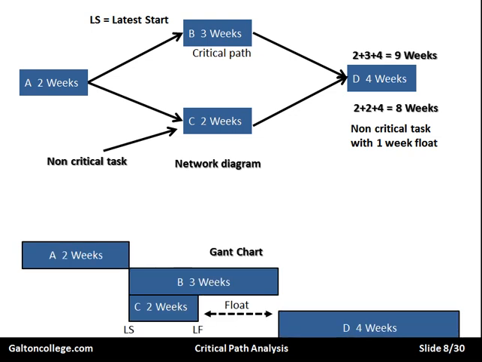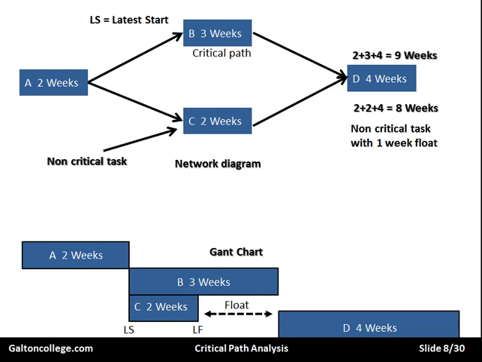We could use a Gantt chart to represent this. We could say, well, here's task A, 2 weeks, task B, 3 weeks, task C, 2 weeks, and we have a float here because B takes up 3 weeks. This is our critical path, A, B, D, and you can see if we've gone A, C, D, we have this float. We have a week of slack in which this one can be completed. So we could do it using a Gantt chart.